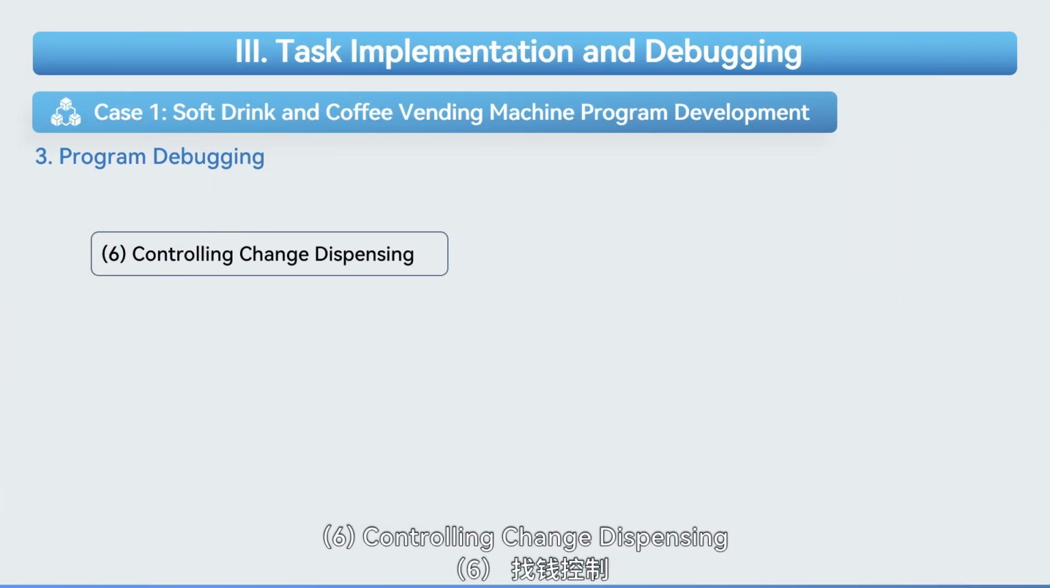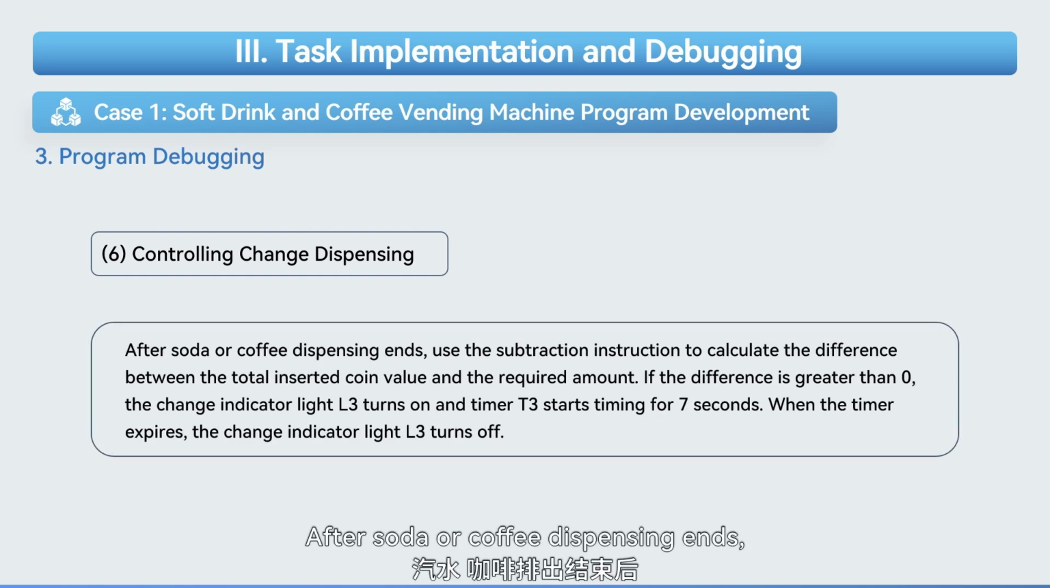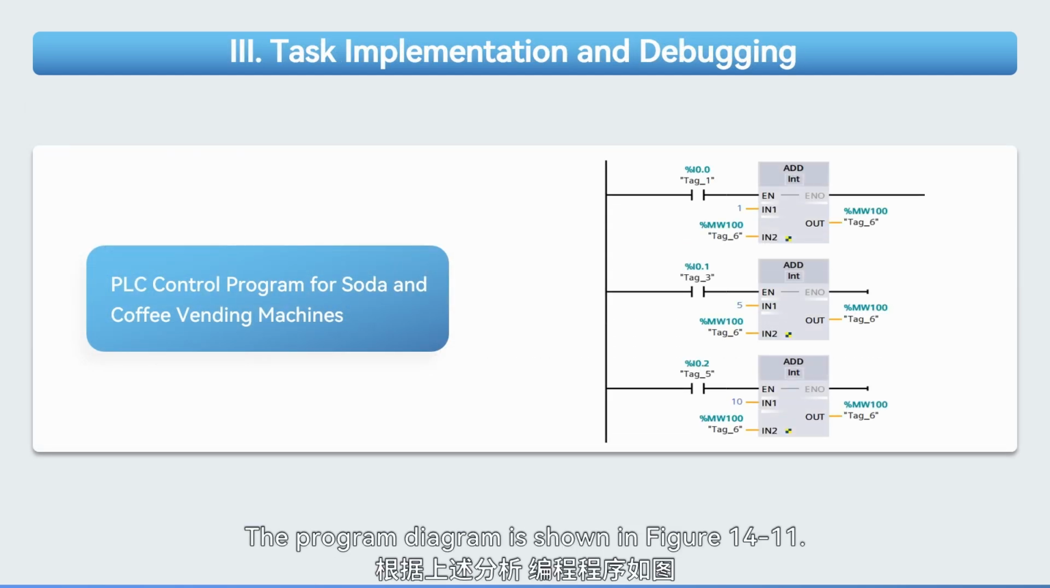6. Controlling change dispensing. After soda or coffee dispensing ends, use the subtraction instruction to calculate the difference between the total inserted coin value and the required amount. If the difference is greater than 0, the change indicator light L3 turns on and timer T3 starts timing for 7 seconds. When the timer expires, the change indicator light L3 turns off. The program diagram is shown in Figure 1411.